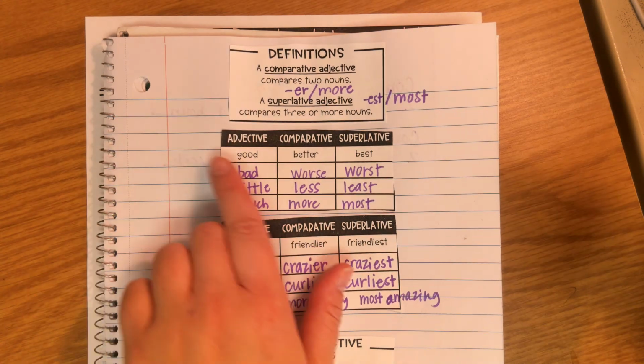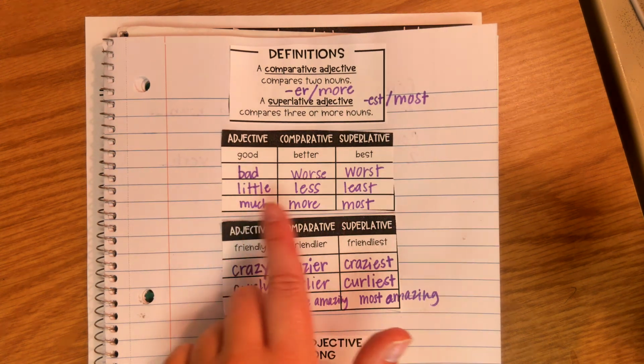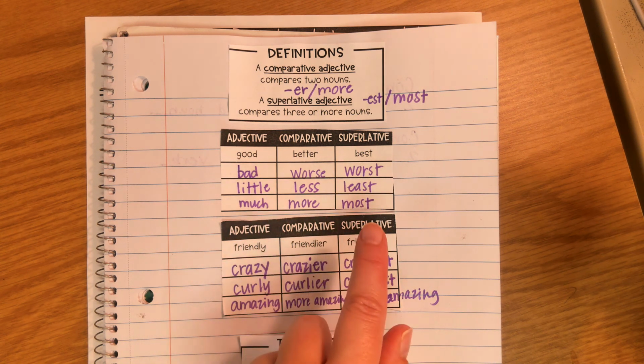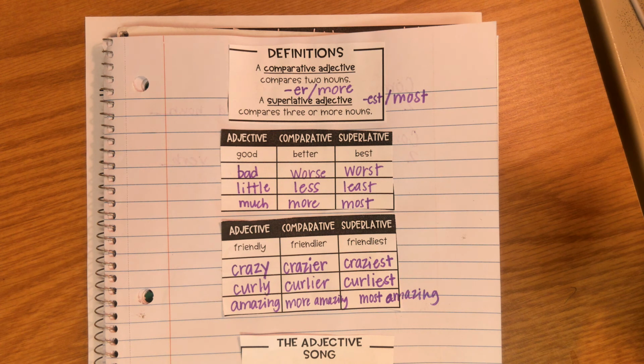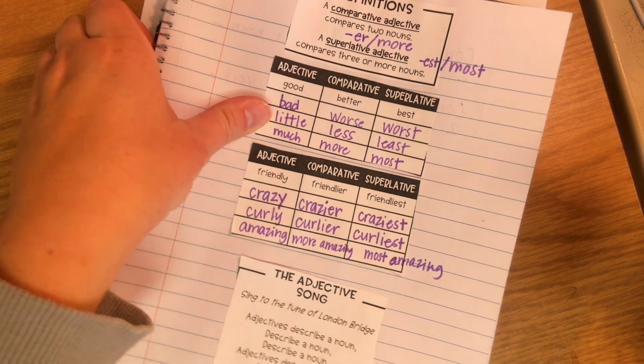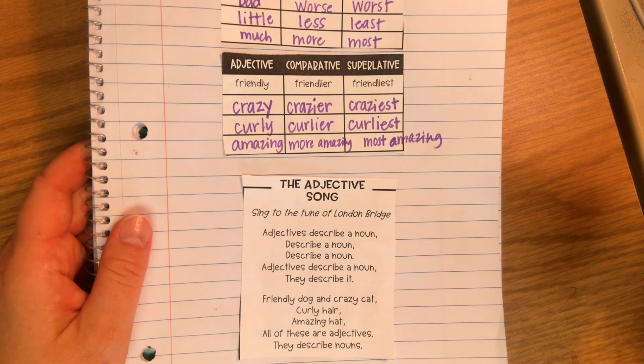We learned that we could use words like good, better, and best, bad, worse, and worst, little, less, and least, and much, more, and most to show when things are comparing two or more nouns or three or more nouns. We've also showed that we could add the ER or the EST to our adjectives as we're comparing two or more things or three or more things. We also learned this week what an adjective actually is, and it describes the noun. An adjective describes the noun.